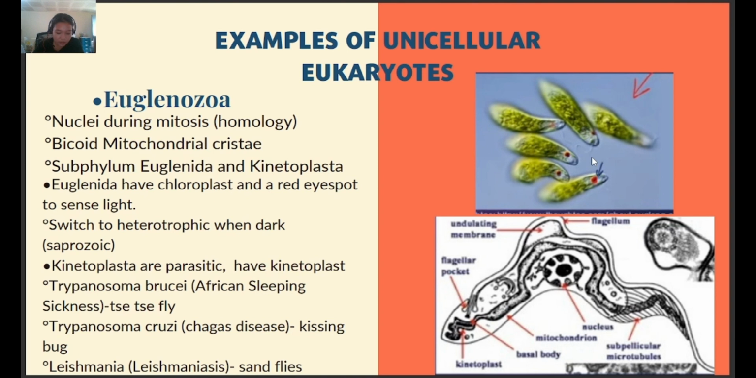And the kinetoplastids, all of these are parasitic and have a kinetoplast. An example is Trypanosoma, which can cause African sleeping sickness, transmitted by the tsetse fly. The second is Trypanosoma cruzi, which can cause Chagas disease via the kissing bug. And last is Leishmania, which can cause leishmaniasis, and its hosts are sandflies.